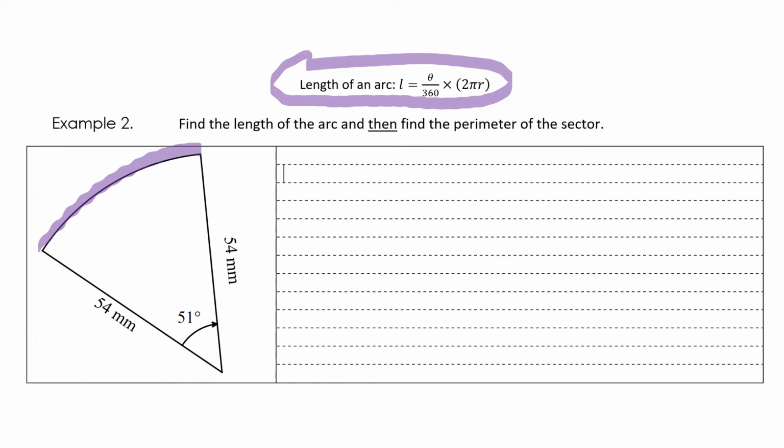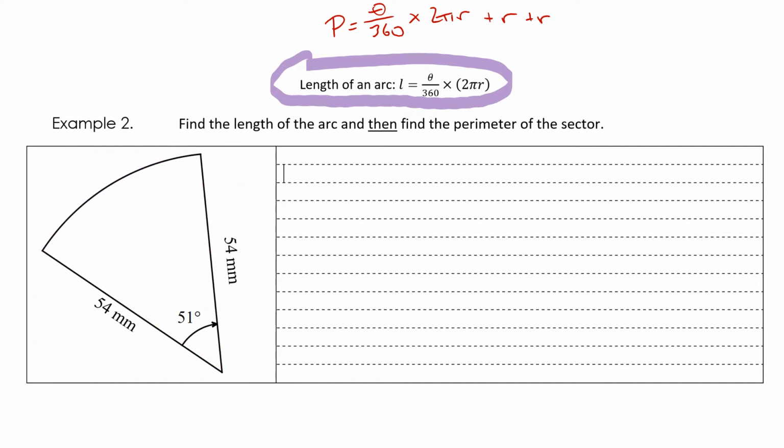So to find the perimeter, do the same thing, theta over 360 times 2 pi r, plus a radius, because we've got to add these two radii on to find the full perimeter, don't we? Okay, so find the arc length and then find the perimeter of the sector.